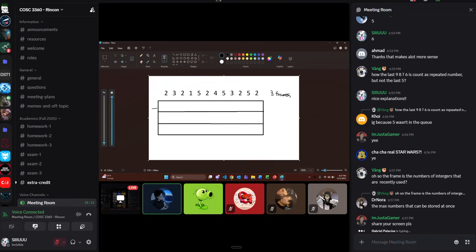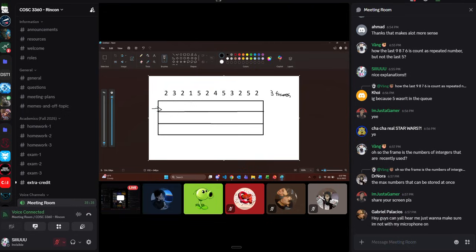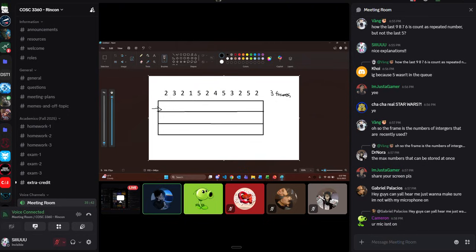So first of all, we're going to introduce something called a pointer. So the pointer is going to decide where you're going to replace the page, or place it rather if it's empty. Okay. So for the first couple numbers, it's pretty simple, right? Just like first in, first out, right? So we will first have to insert number 2.